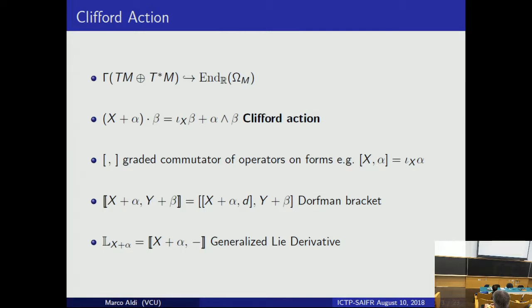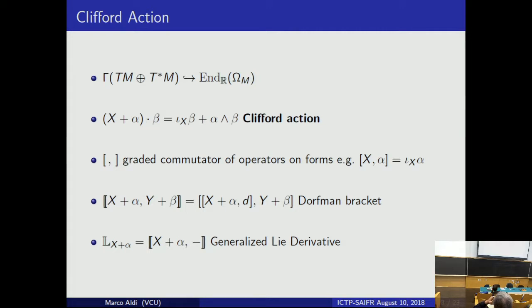And one thing that you can do is to take the derived bracket with respect to the RAM operator, and as is well known, this gives the so-called Dorfman bracket of two sections of the generalized tangent bundle. And in this language of operators on forms, you take first the commutator of this operator that acts by the Clifford action with the RAM operator. That gives you another R-linear operator. And then you commute the result with this other section of the generalized tangent bundle, and that's the Dorfman bracket.